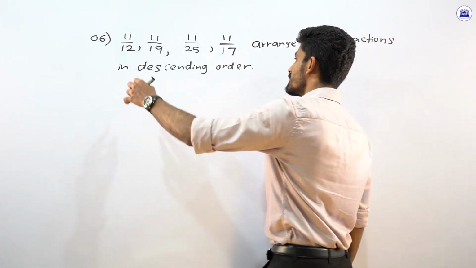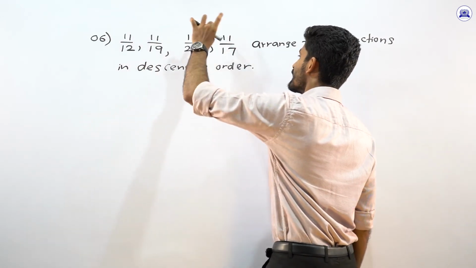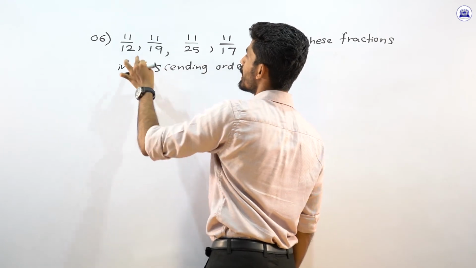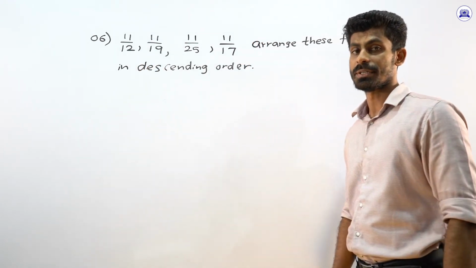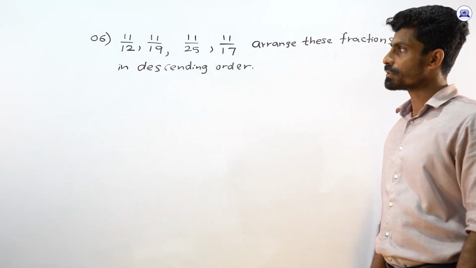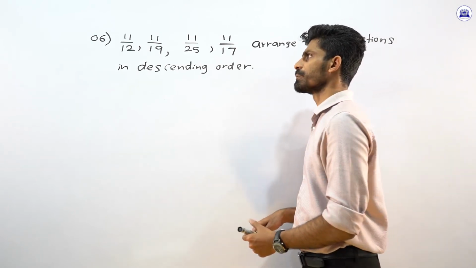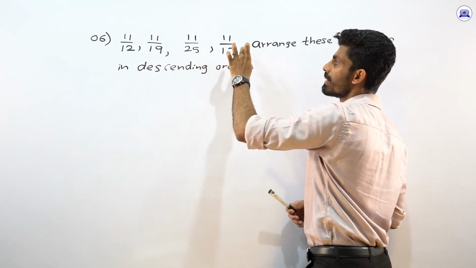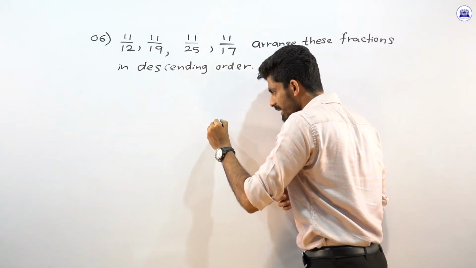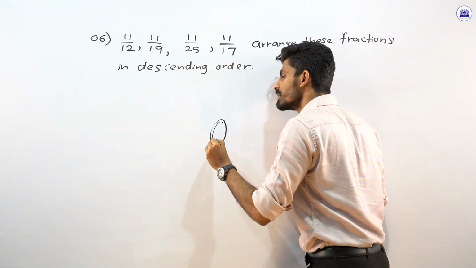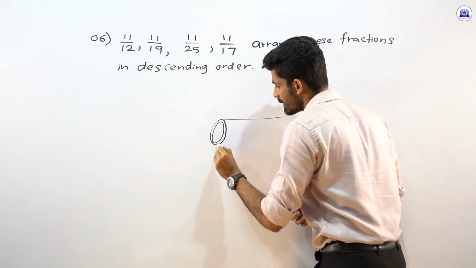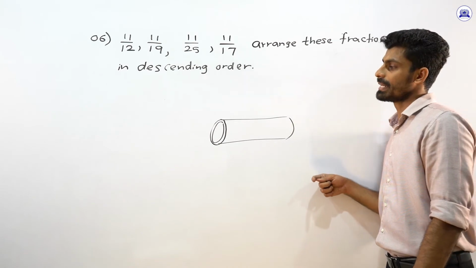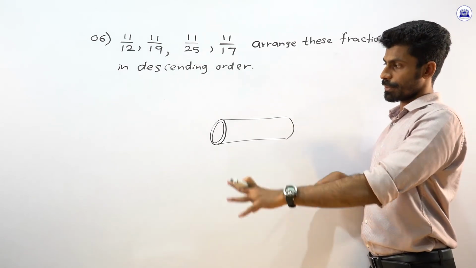But just look at the numerator. The 11 numerators are the same, but the denominators are not the same. So how do we do that? Just consider 11/12, 11/19, 11/25, 11/17. Just think about a chocolate roll. You know that chocolate roll, right? I'm just getting a chocolate roll.